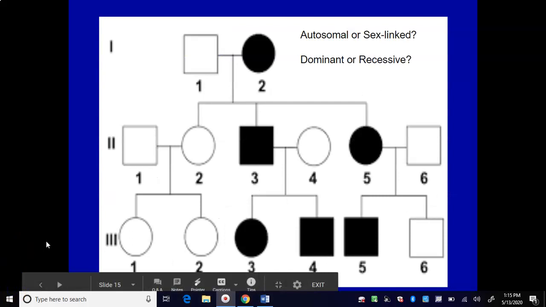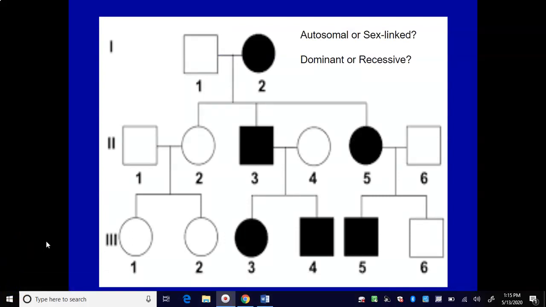All right, so here's our next one. Autosomal or sex-linked? Again, for autosomal, there's more of a 50-50 split between males and females. For sex-linked, mostly males have it. In this case, we have a 50-50 split, so it would be autosomal.